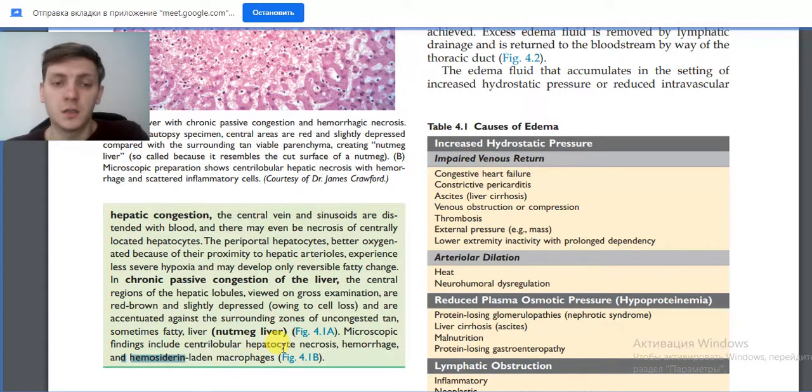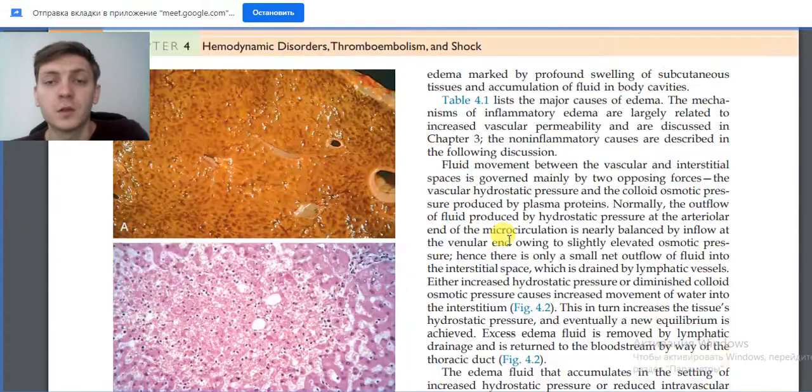And cells, because of ischemia, undergo necrosis, and blood vessels, due to pressure, can rupture and form hemorrhage. And that's it.